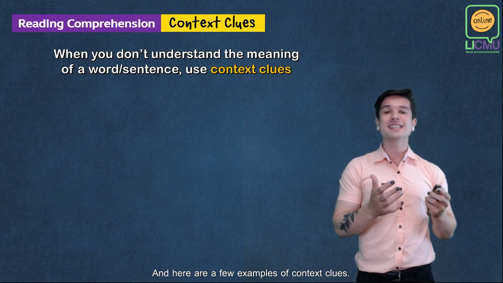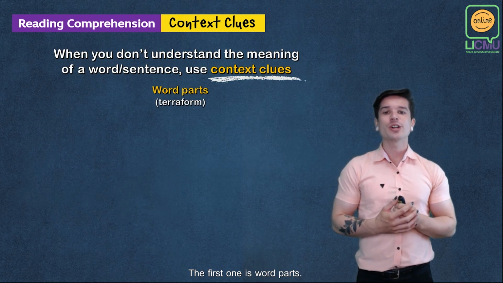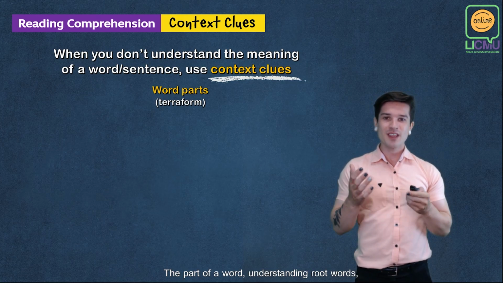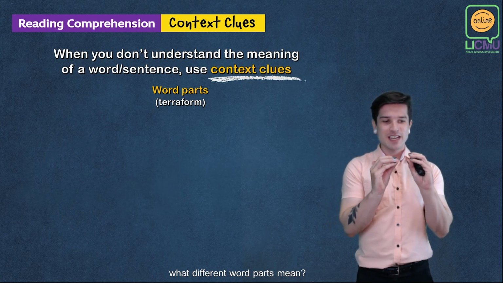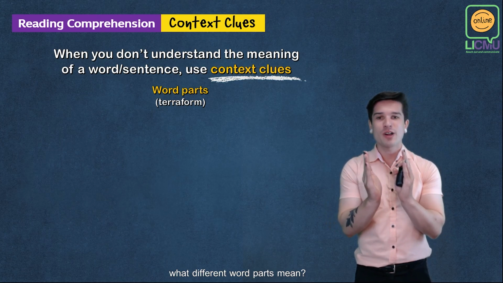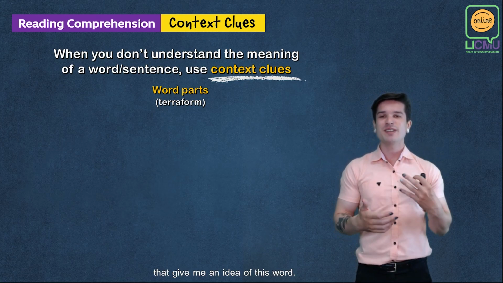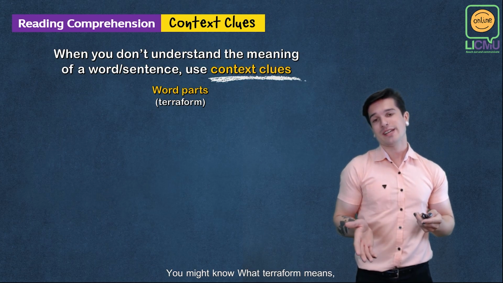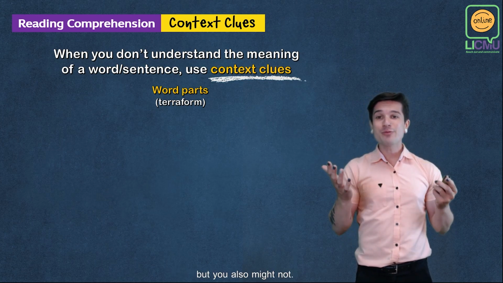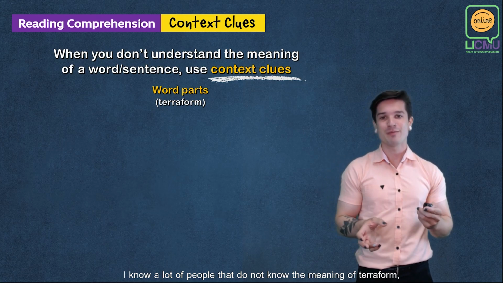And here are a few examples of context clues. The first one is word parts. Understanding the parts of a word, what different word parts mean, root words, suffixes, prefixes, can give me an idea of this word. Terraform. You might know what terraform means, but you also might not. I know a lot of people that do not know the meaning of terraform.